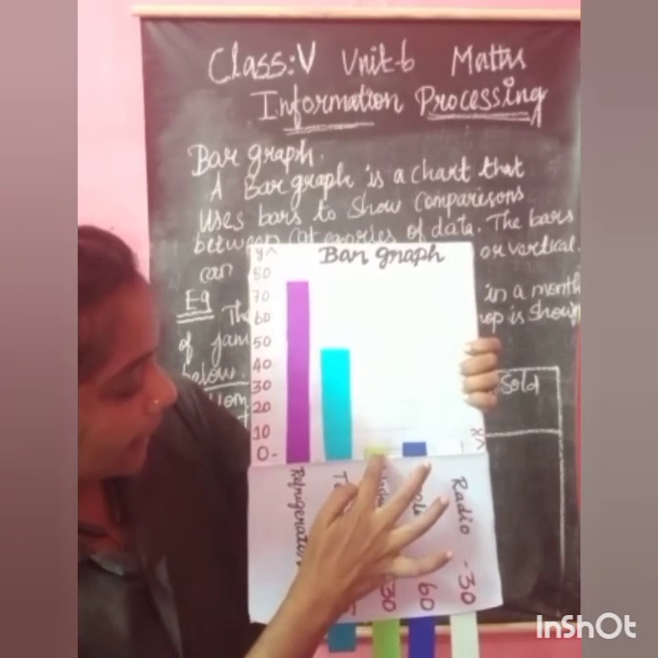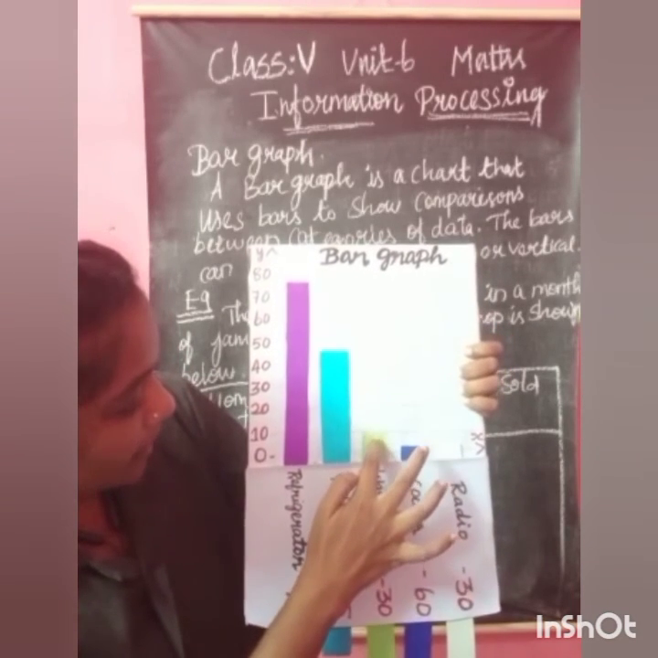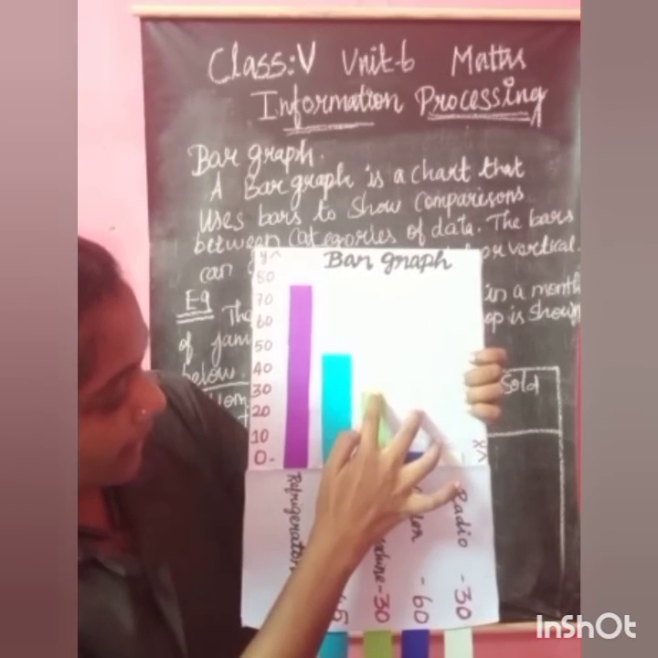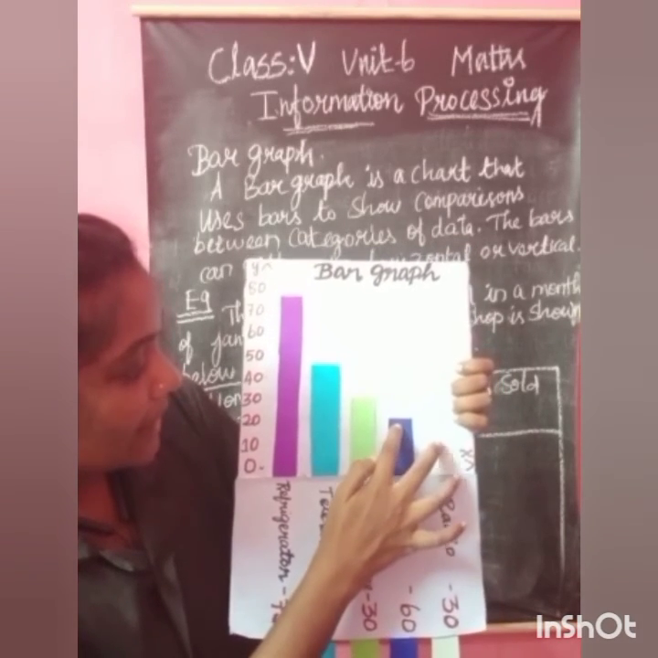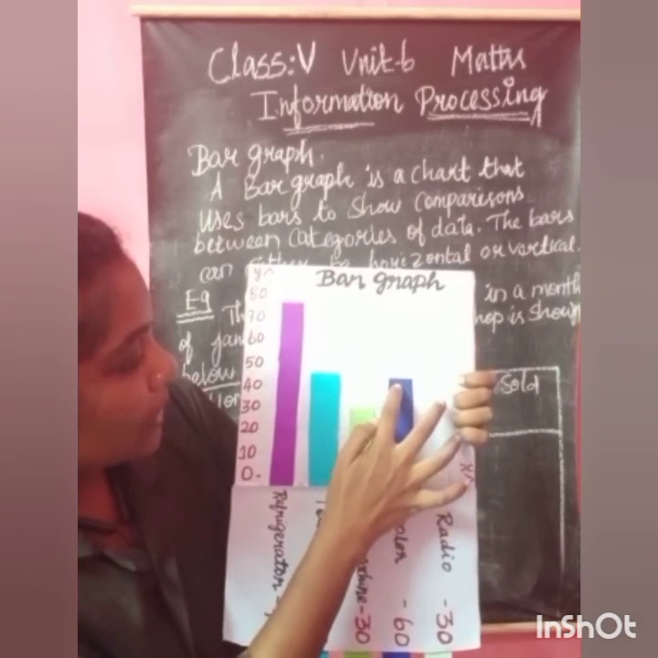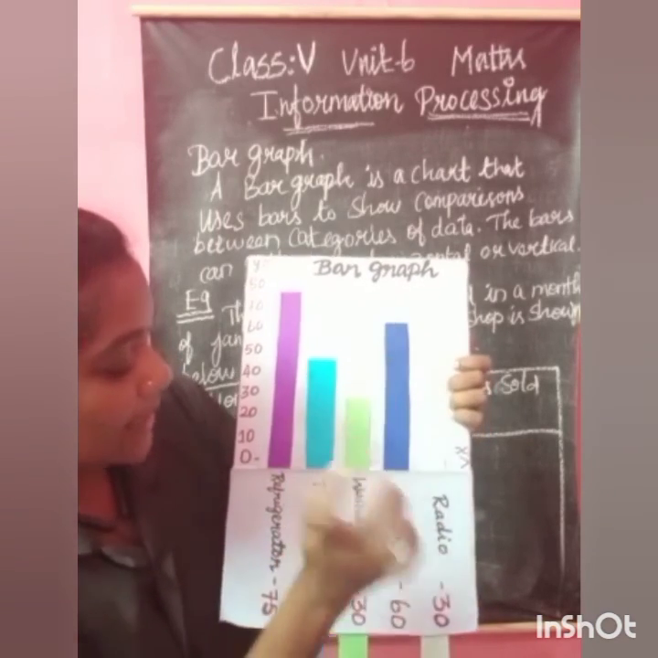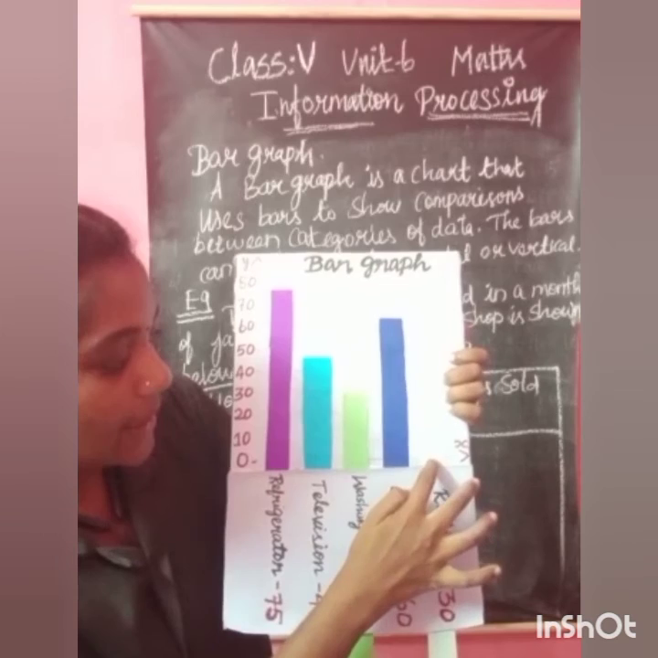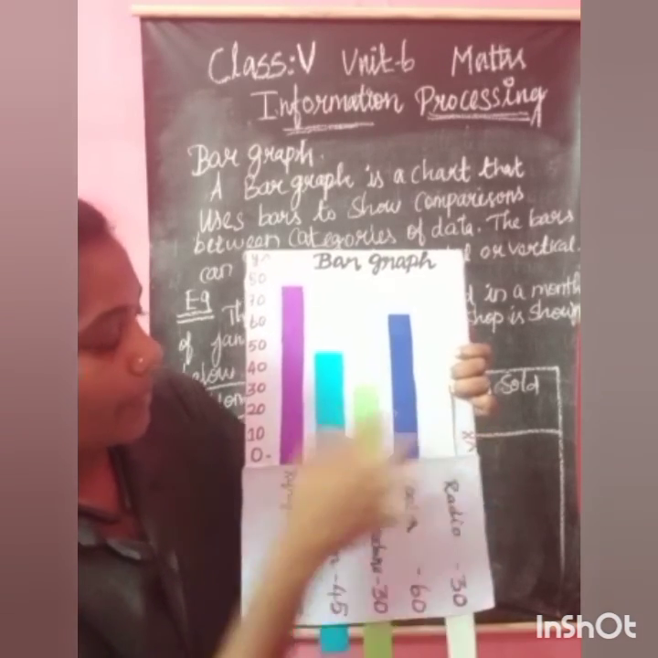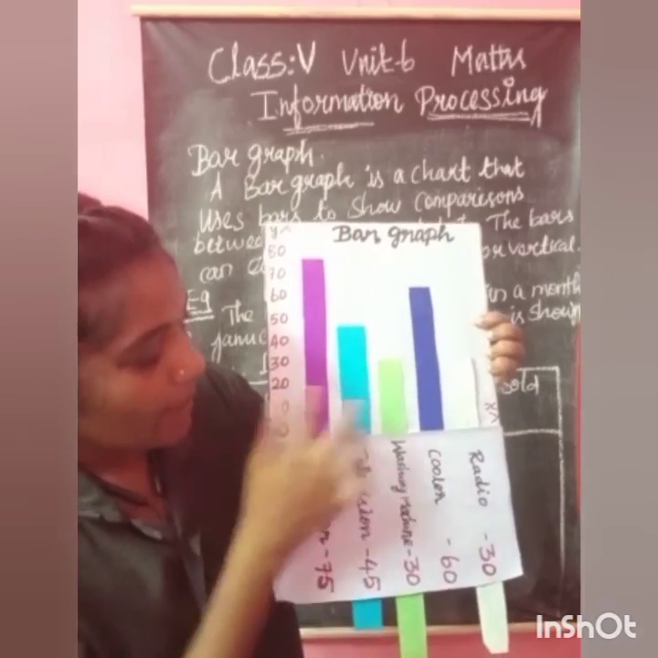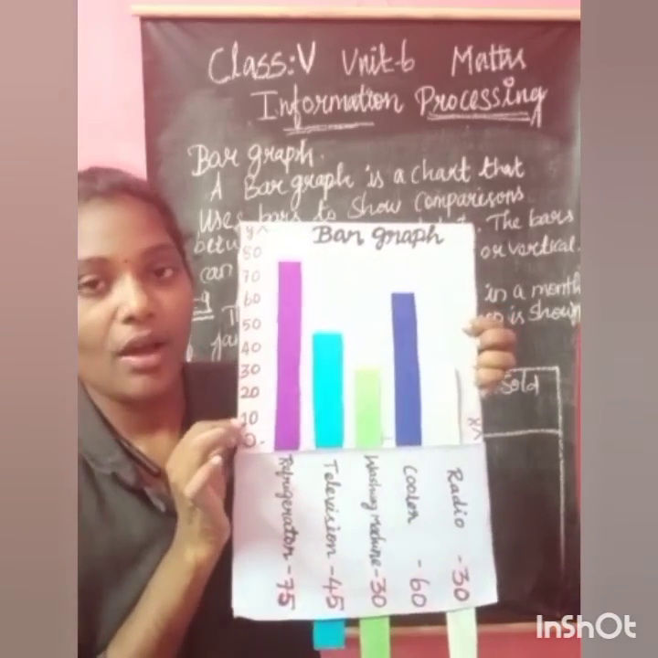Next, washing machine 30. So 10, 20, 30. Next, cooler is 60. So 10, 20, 30, 40, 50, 60. Then radio is 30. So 10, 20, 30. So this is a bar graph, children. Have you understood?